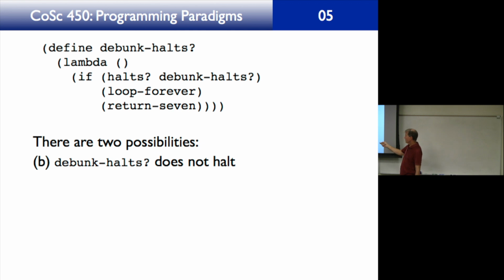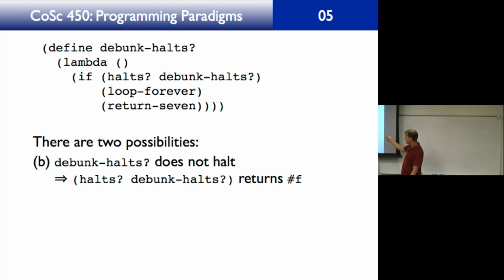Okay, so the other possibility is B. Debunk halts does not halt, right? But now if you claim to have written halts correctly, are you with me? Then what will it do? Halts debunk halts will return false. So that implies that halts debunk halts returns false. But if halts debunk halts returns false, then debunk halts will do what? Return 7 and halt.